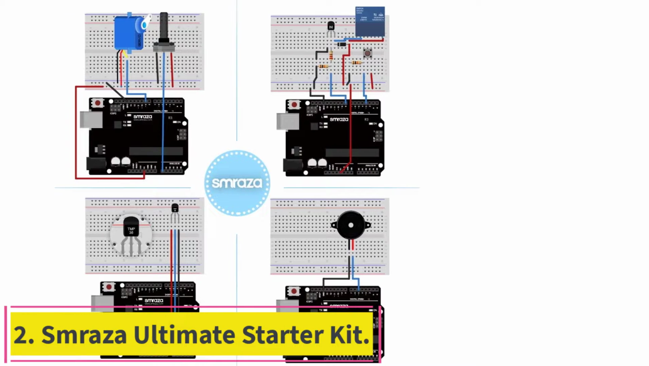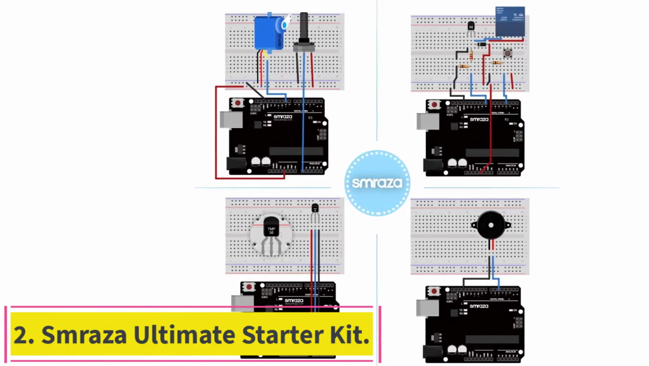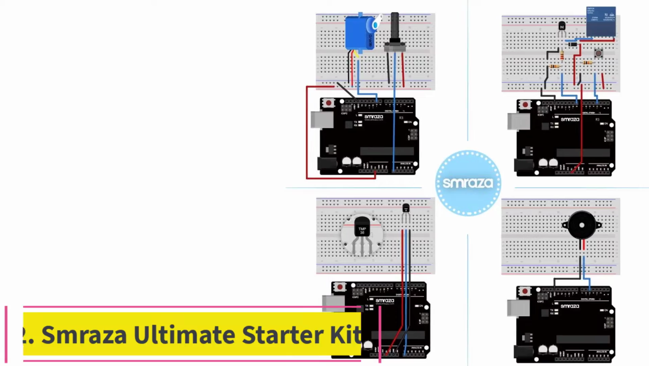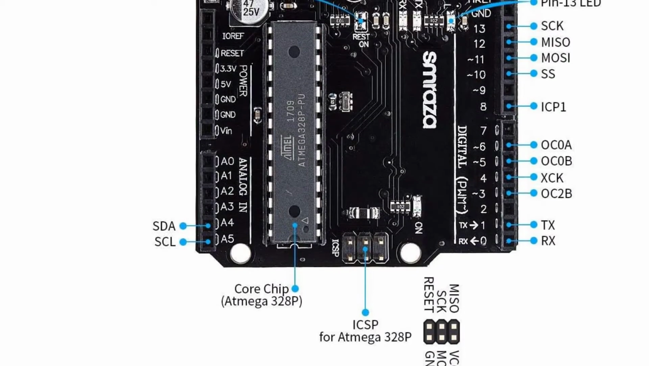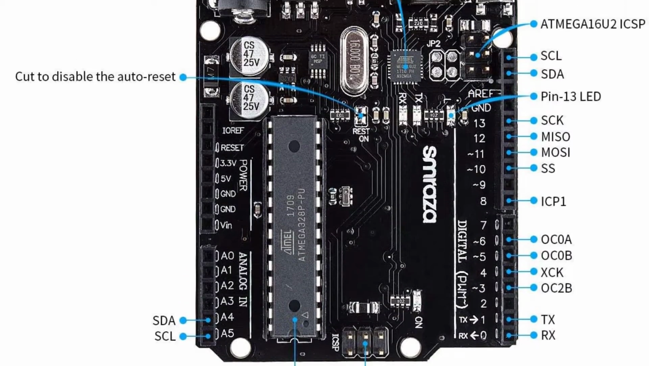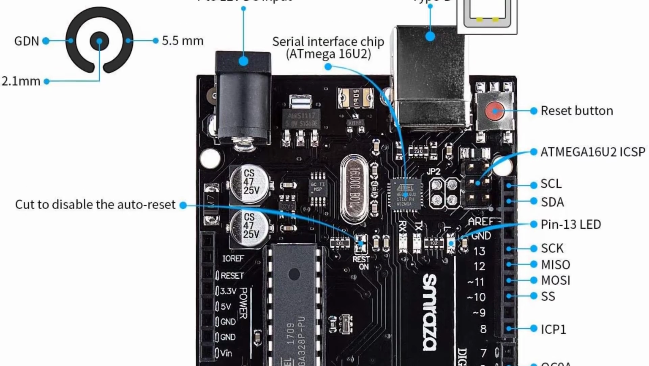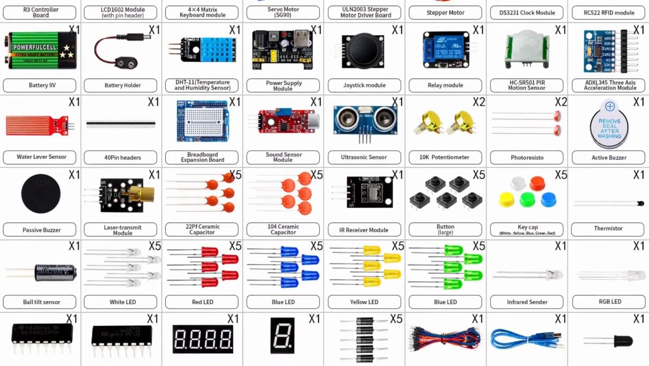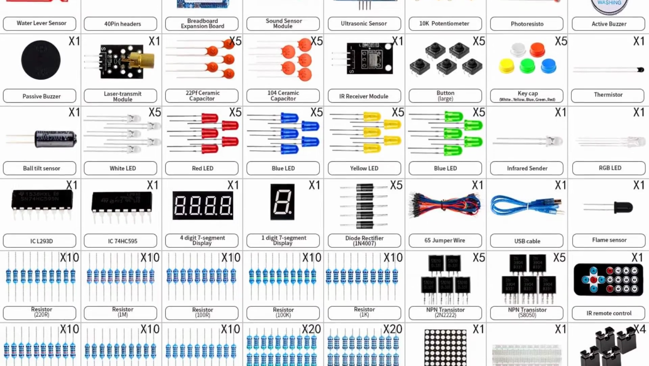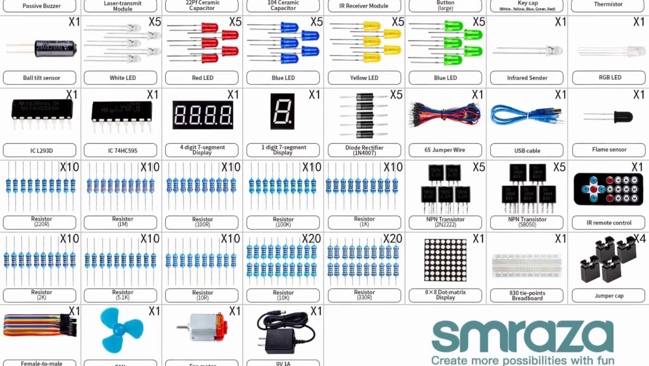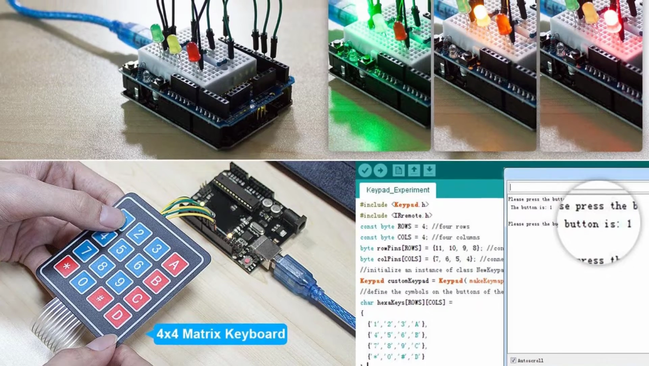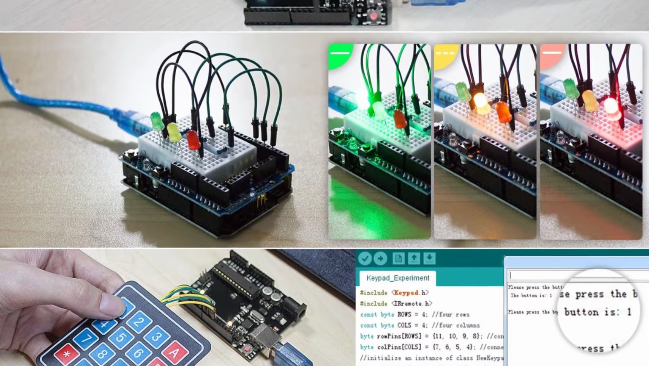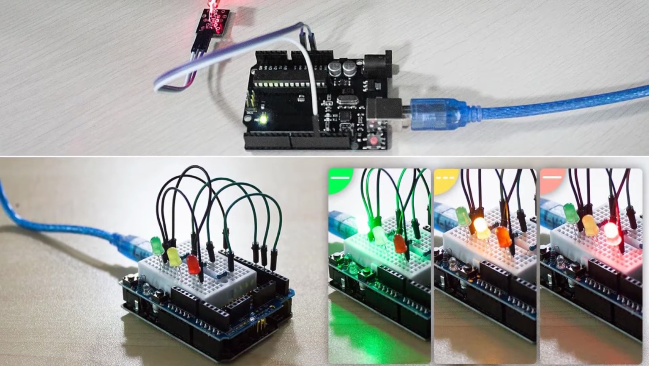Number 2, Smraza Ultimate Starter Kit. If you're willing to put in the time and effort, the Smraza Uno R3 will provide you with every opportunity to increase your electronic programming skills. It offers numerous motor modules for learning about automatic mechanical controls. The Smraza Electronics Fun Kit has all the consumable components that are often used. Compatible with Arduino and Raspberry Pi, it can almost meet all your needs.